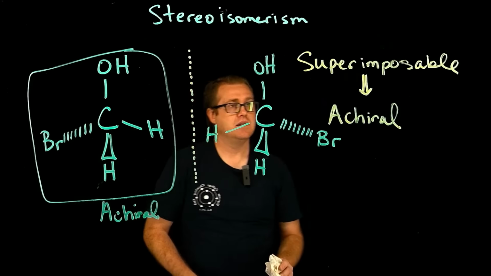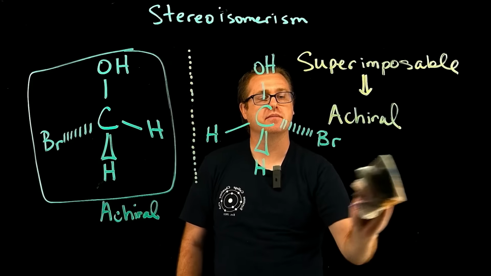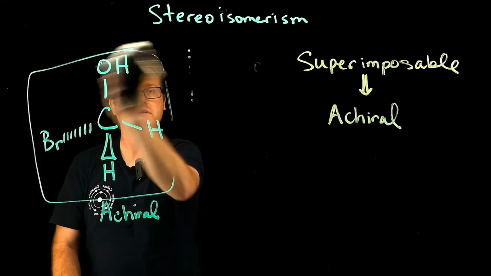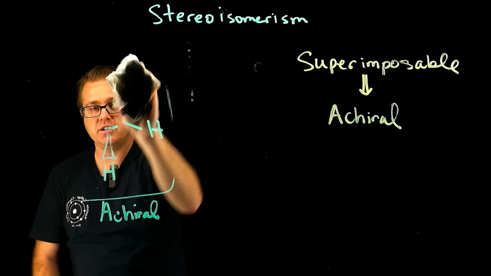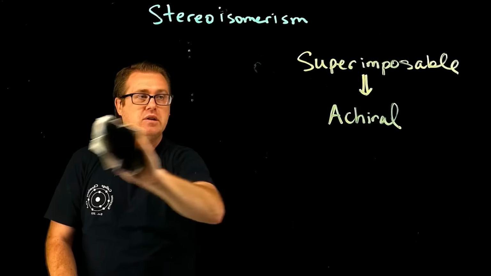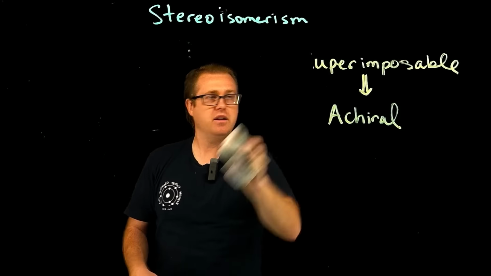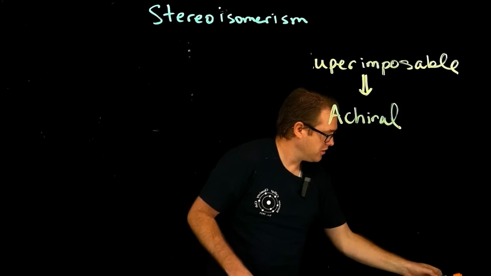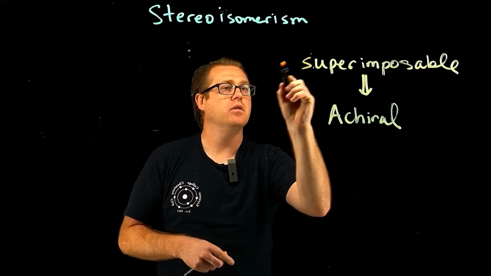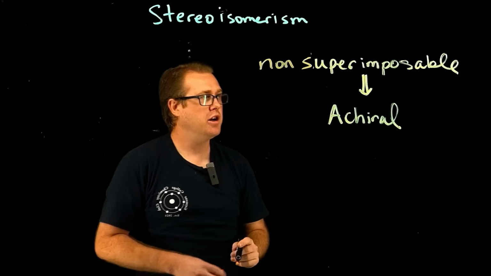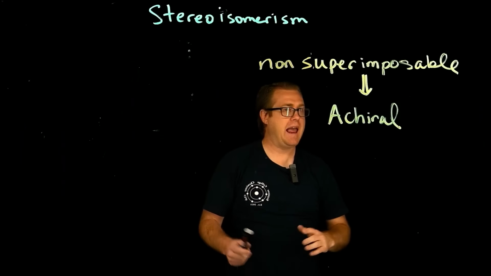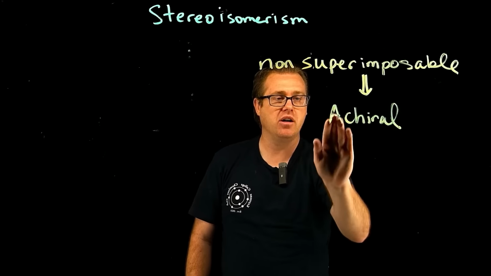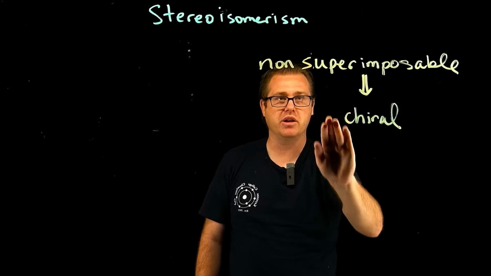Now the next idea is when you have an object or a molecule that is non-superimposable. So we will just change this word here. Let's use the same color though. Non-superimposable. When any object or molecule is non-superimposable, then we have what's called a chiral molecule.